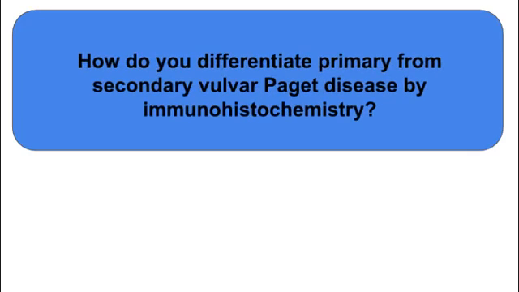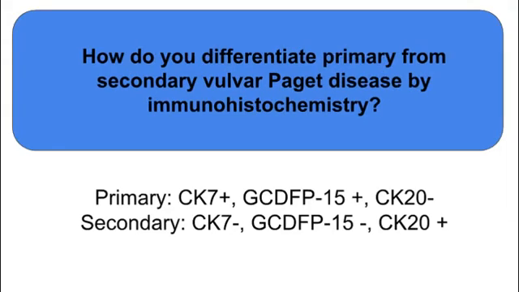How do you differentiate primary from secondary vulvar Paget disease by immunohistochemistry? Secondary vulvar Paget disease is usually due to urothelial carcinoma, anal or rectal carcinoma. Primary vulvar Paget disease is positive for cytokeratin 7 and gross cystic disease fluid protein 15, but is uncommonly positive for cytokeratin 20. This is in contrast to secondary vulvar Paget disease, which is positive for cytokeratin 20, but is negative for cytokeratin 7 and gross cystic disease fluid protein 15.